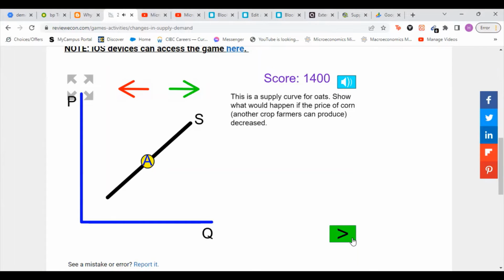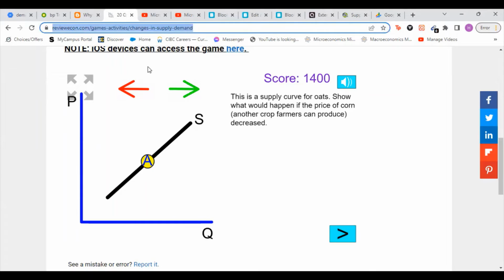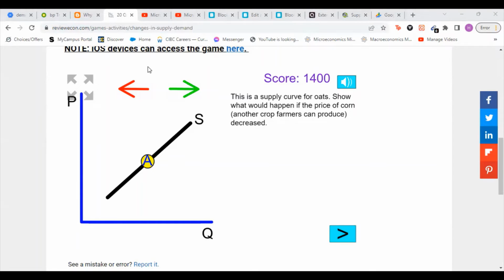And then this is the supply curve for oats. Show what would happen if the price of corn and other crops farmers can produce decreases. So I'll put this in the chat just in case people want to keep working on it. We'll just do this one and then we'll move on. Supply would increase.